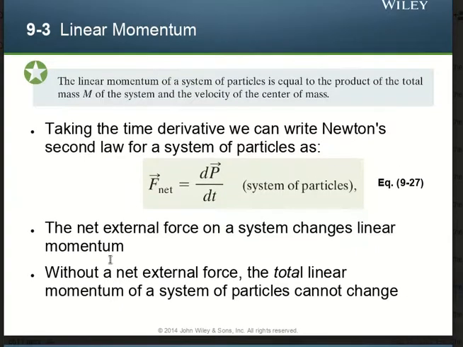So again, there's Newton's second law. This is just like before. We can just write it with the linear momentum of the center of mass. Okay.